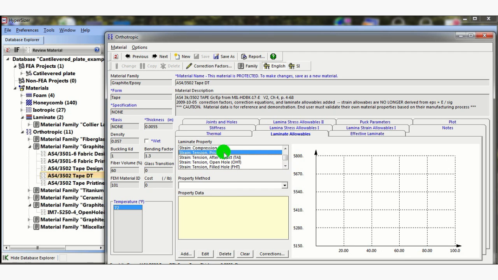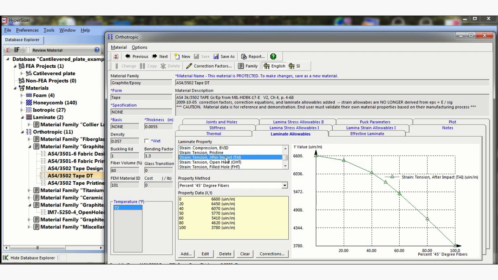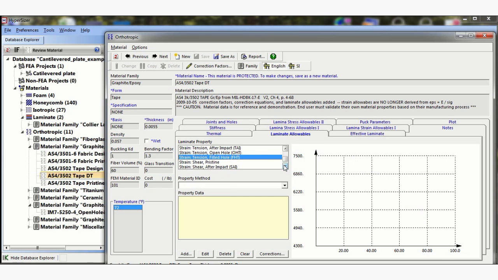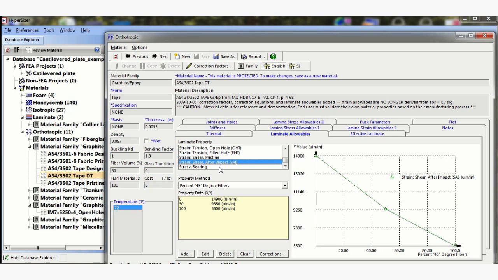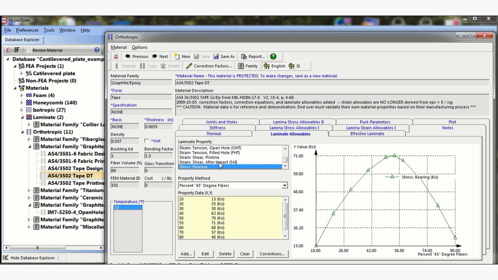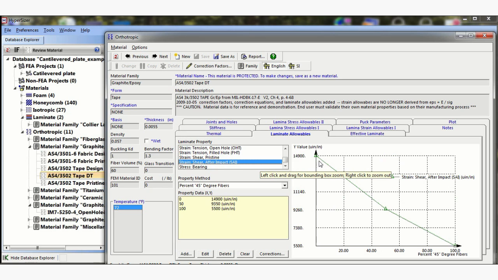And then we have a strain for pristine. We have tension after impact, open hole tension, and filled hole tension. You can see Collier has not filled all these out. And we also have the strain, shear strain, allowables, and the bearing. And notice that the shear strain allowables are quite high, but that's because there's a very low stiffness, because a lot of 45s.